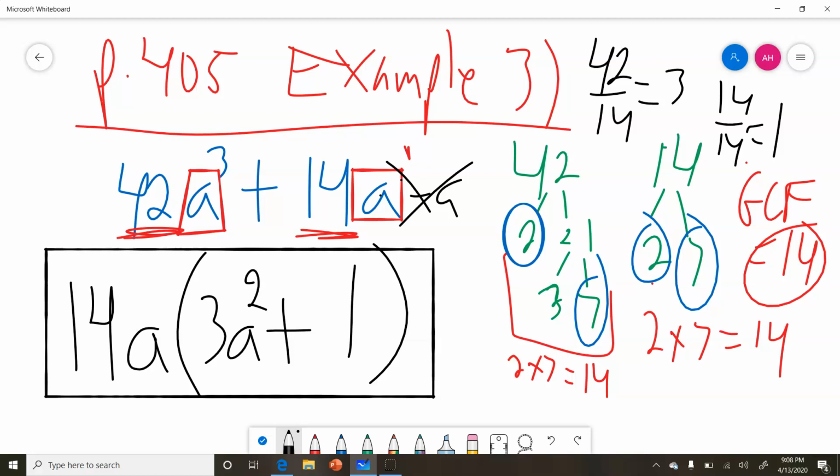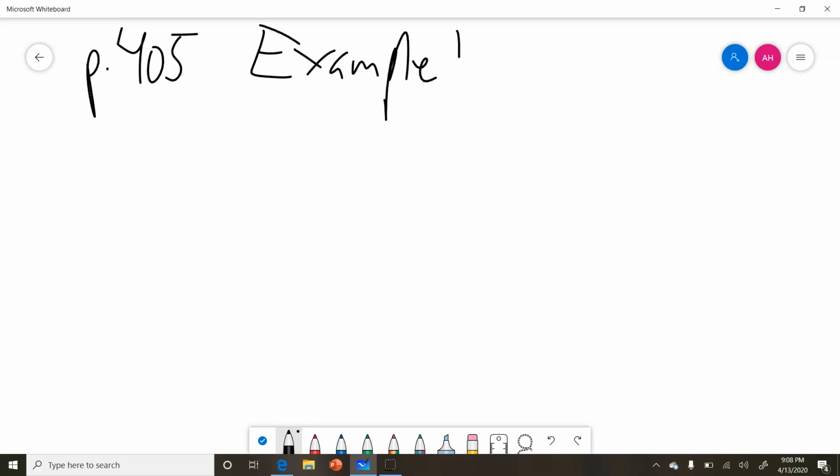Not too bad. Now this is true, especially when we get to bigger numbers, so I'm going to quickly go over the next example here. So this is still page 405. If you need to go slowly, go for it. This is example 4. Okay, page 405, example 4.